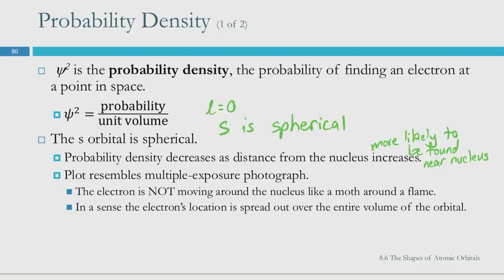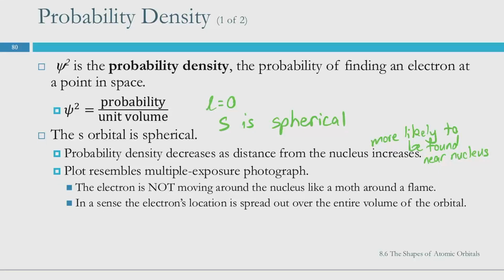Which I think sort of makes sense if you have the nucleus as a point in space, and I were to represent the electron a billion miles away. It's really unlikely that the electron for an atom is going to be a billion miles away. It's more likely that it'll be almost right next to it.